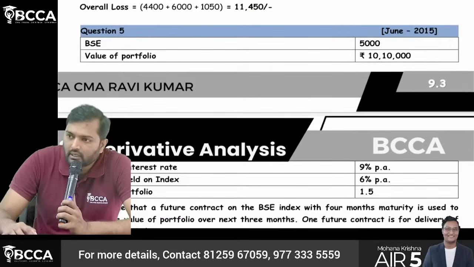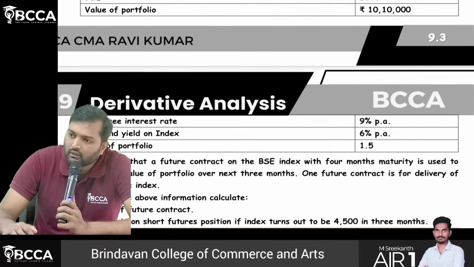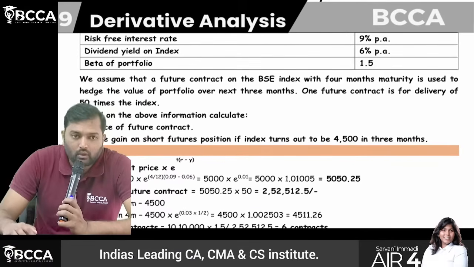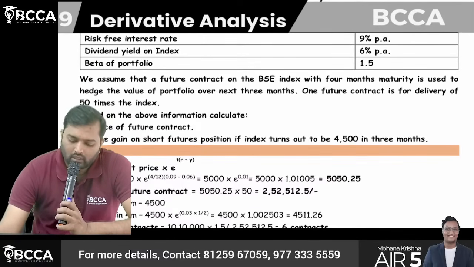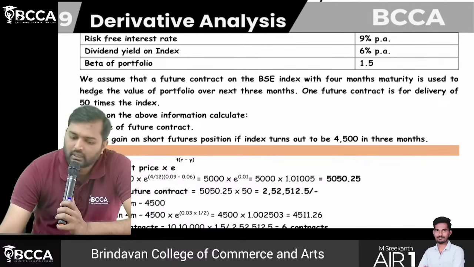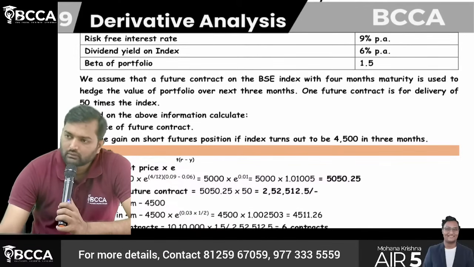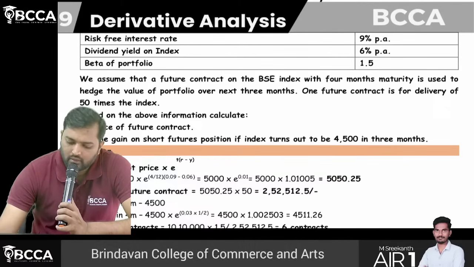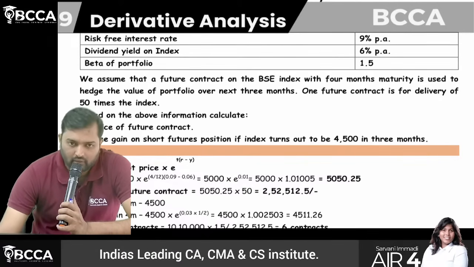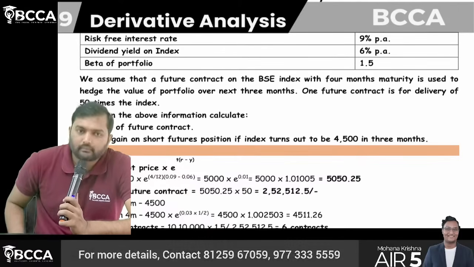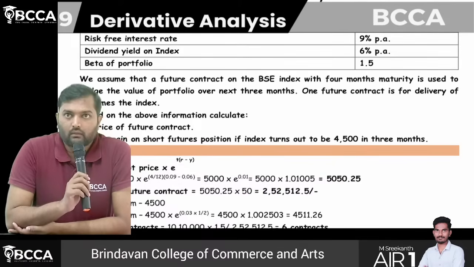So 5,000 is the price, right? That is the current value. What is the risk-free rate? 9%. Dividend yield 6%. Yield is given in percentage. So spot price into e power T into r minus y. So 5,000 into e power 4 by 12 into 0.09 minus 0.06. The BSC index matures at the end of 4 months. That gives 5050.25, into what is the contract size? 50. So 2,52,502.5. Clear? Done? Am I clear?